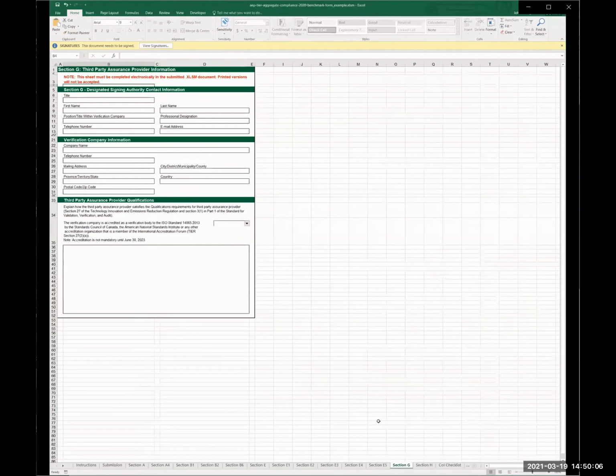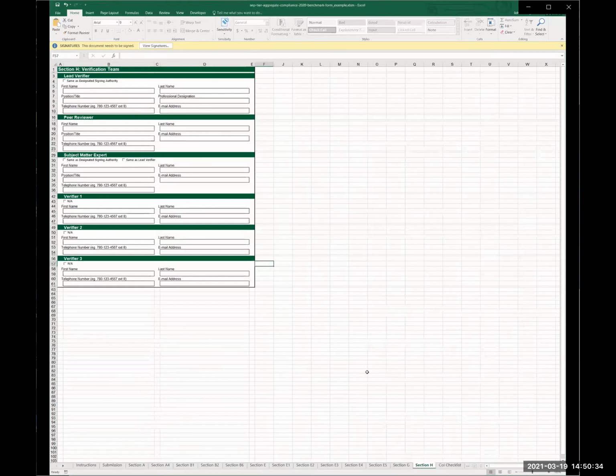Moving to section G, this section is to provide details about your third-party assurance provider, including who the signing authority is, contact information for the firm, and how they are qualified under the regulation. Section H should be filled out to give contact information for various roles within the verification team.